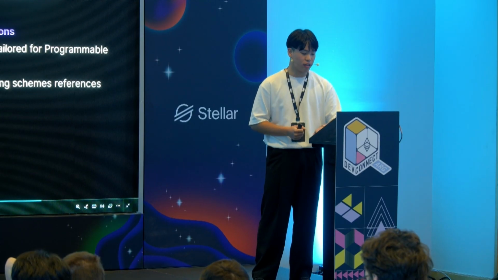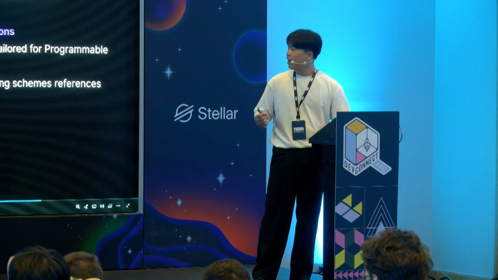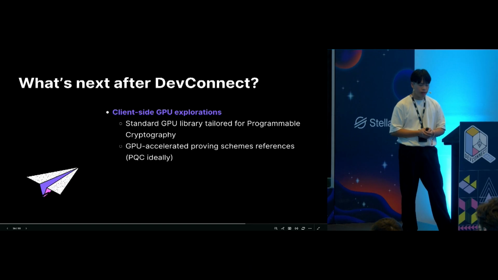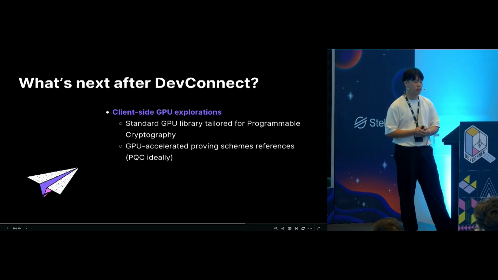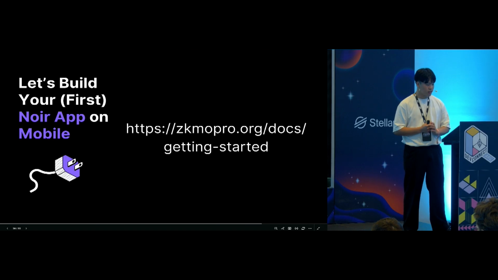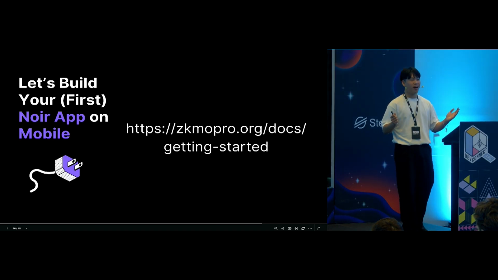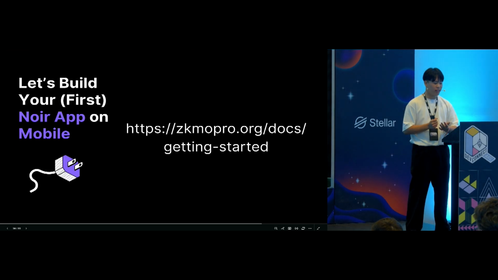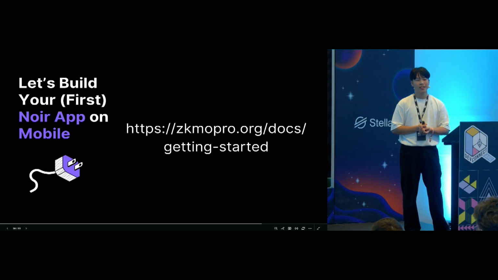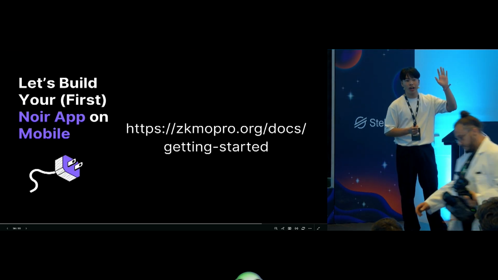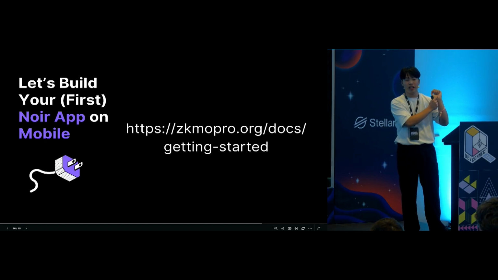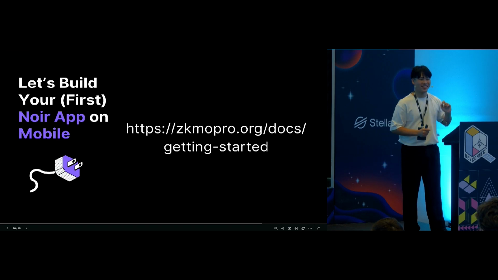and push the boundary together. Okay, I think that's pretty much the high-level view of Mopro and what we're going to do in the hands-on. So without further ado, I think we're good to go and start to build your first Noir app on mobile. So raise your hand if you haven't installed Xcode or Android Studio. Okay, still installing?